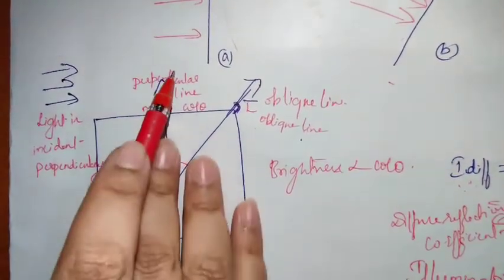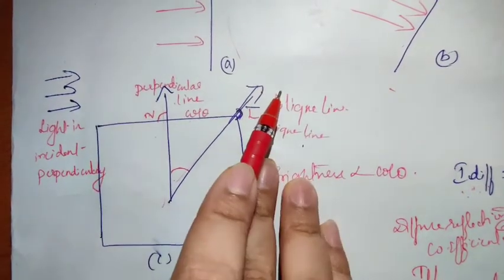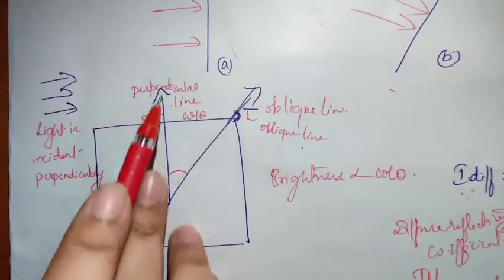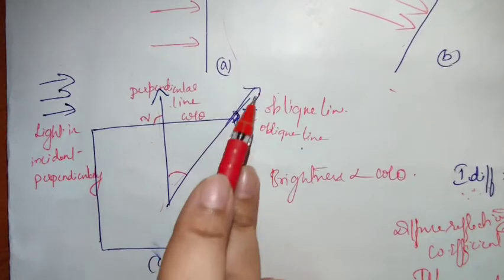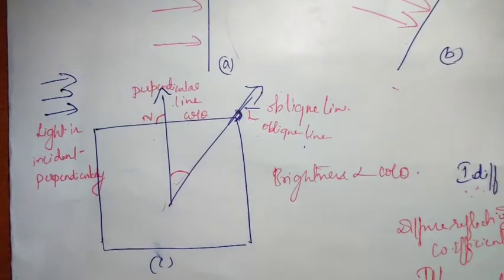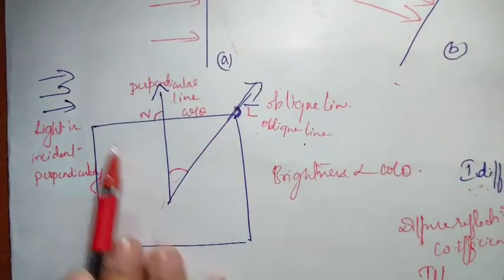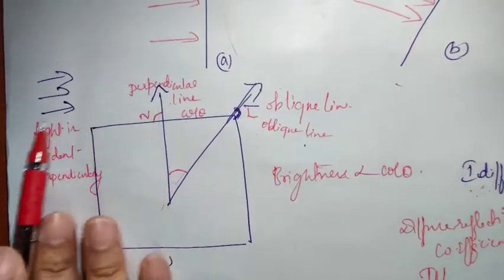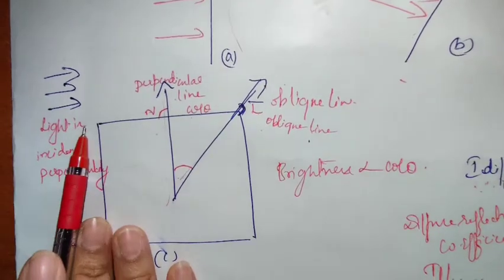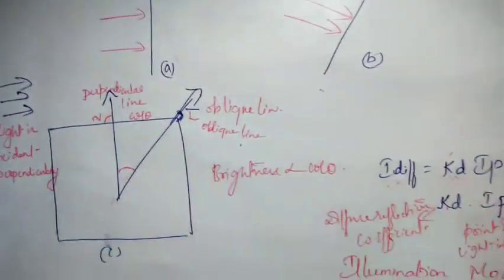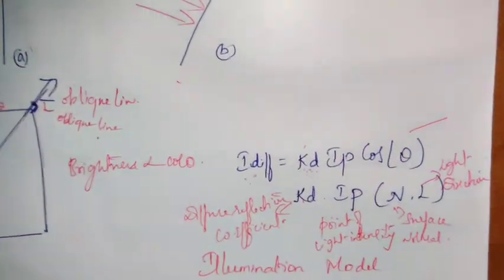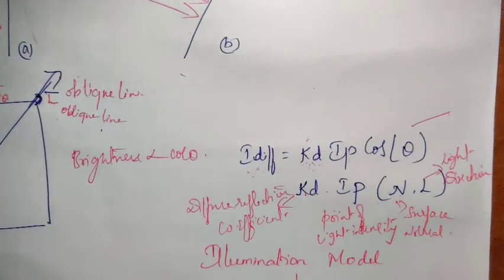This is your perpendicular line and this is your oblique line. When light is incident on this perpendicular line as well as this oblique line, the brightness is proportional to cos theta, because this surface is perpendicular to the light direction. That's why we can calculate all these things by using this formula. That's it. The next concept is specular reflection.